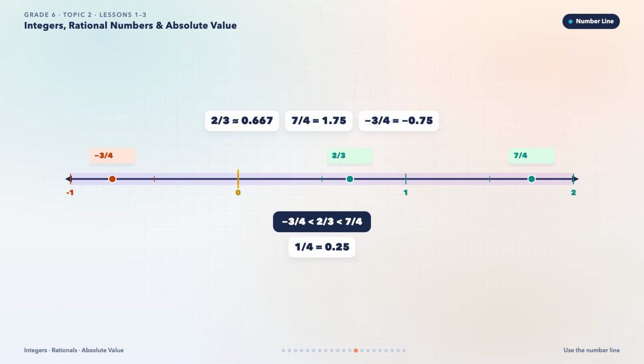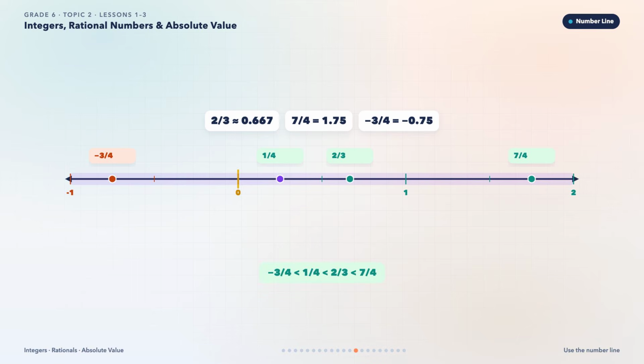Now add 1/4, which is 0.25. It lands between negative 3/4 and 2/3. New order: negative 3/4, then 1/4, then 2/3, then 7/4.